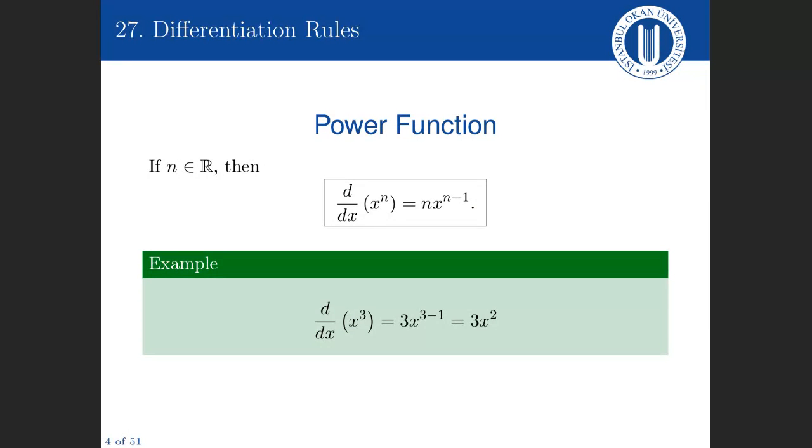We have a power function. That's a function of the form x to the power n. The rule is that the derivative of x to the power n is n multiplied by x to the power n minus 1. For example, the derivative of x cubed is 3 multiplied by x to the power 3 minus 1, or 3x squared.